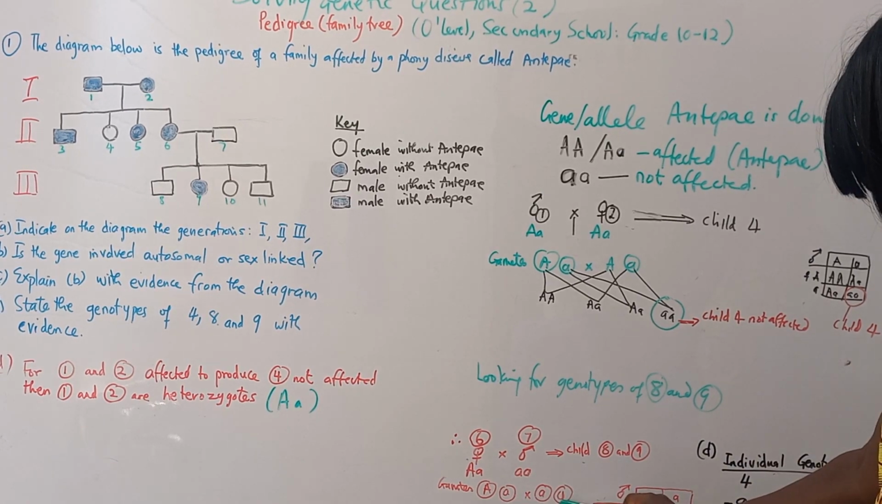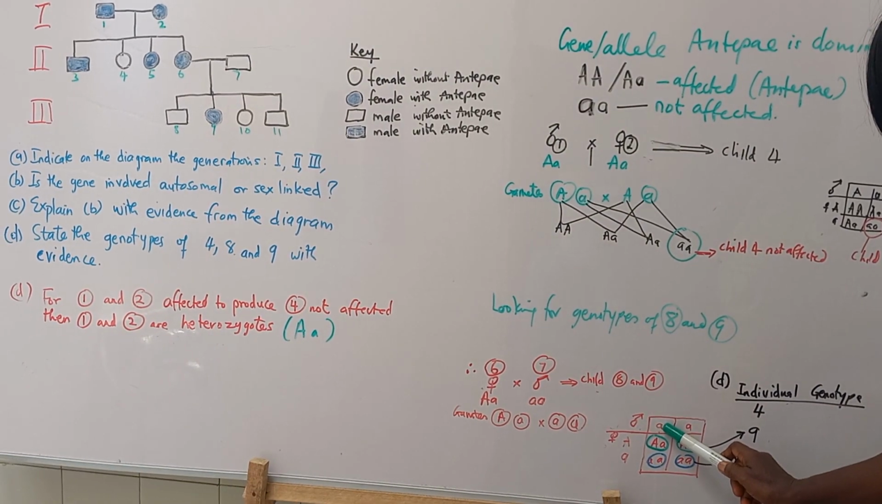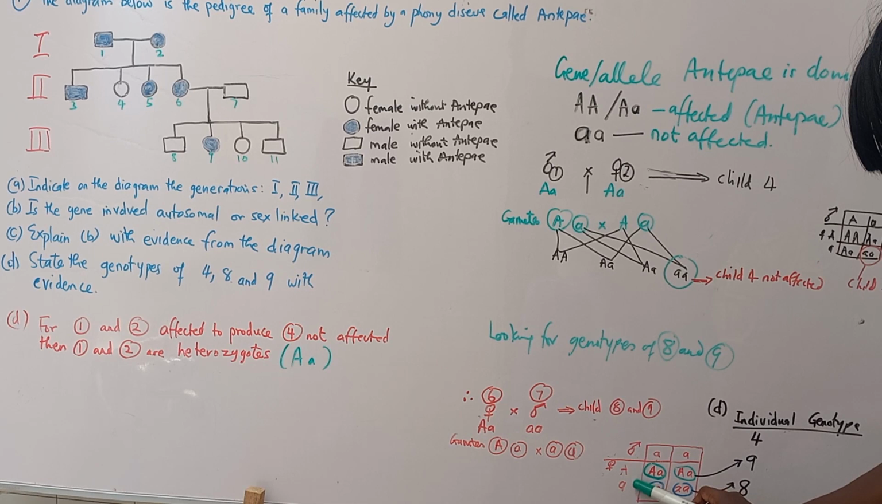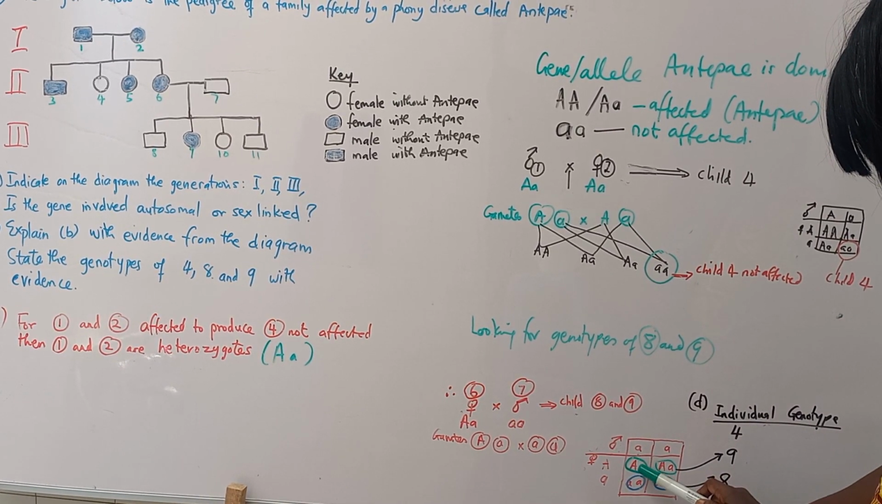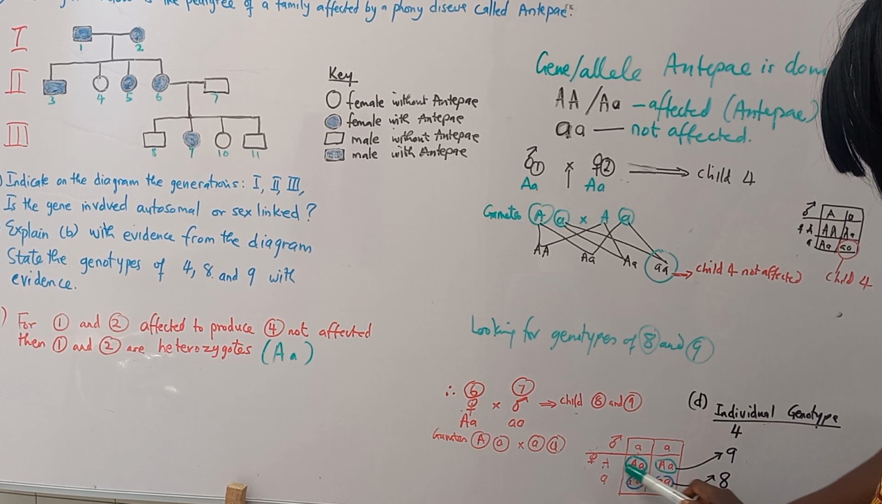These are the gametes. This is the Punnett square. This is for the male. This is the gametes for the female. This and that, this and that. These are the individuals that can be produced.